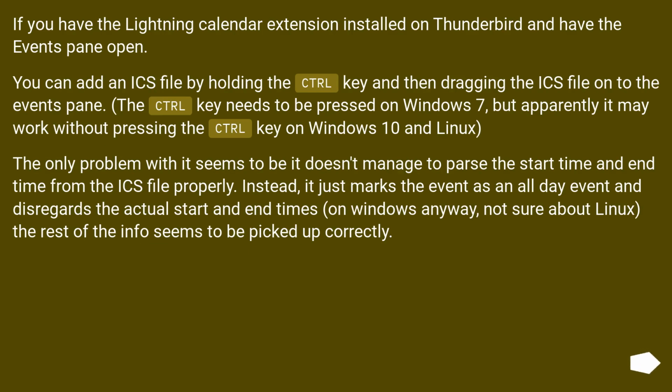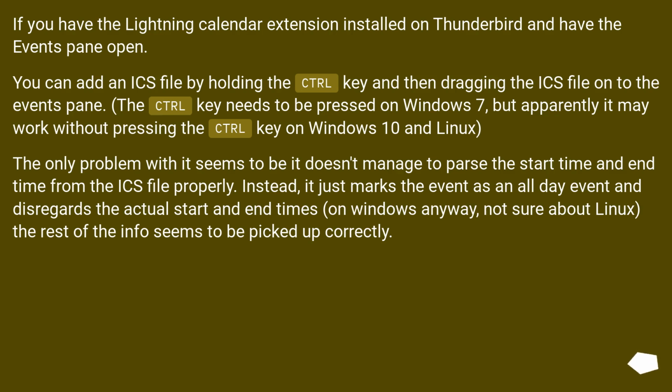If you have the Lightning Calendar extension installed on Thunderbird and have the Events pane open, you can add an ICS file by holding the Control key and then dragging the ICS file onto the Events pane. The Control key needs to be pressed on Windows 7, but apparently it may work without pressing the Control key on Windows 10 and Linux.